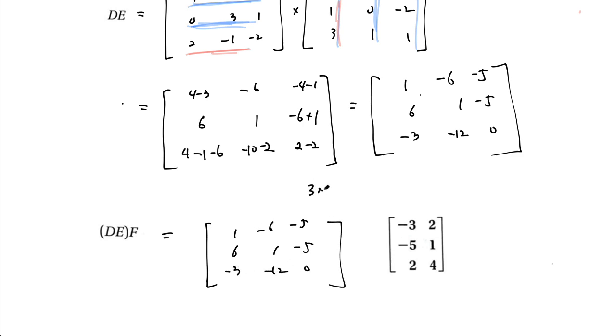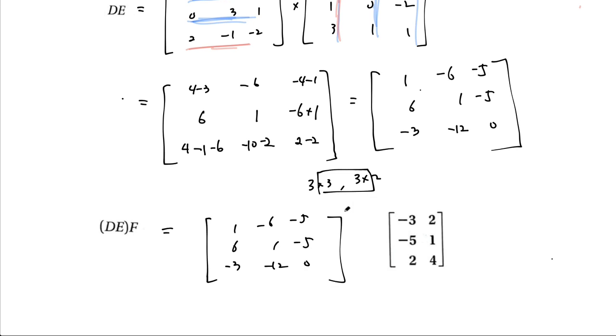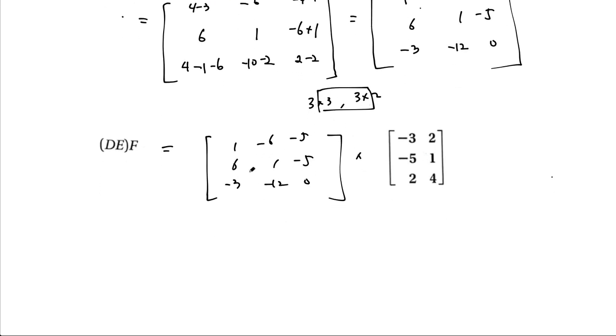This is a 3 by 3 matrix, and this is a 3 by 2 matrix. These two are the same, so we can multiply this. Okay, we're gonna end up with a 3 by 2. All right, this times this is -3 plus 30 minus 10. And then it's 2 minus 6, 20 minus 20.